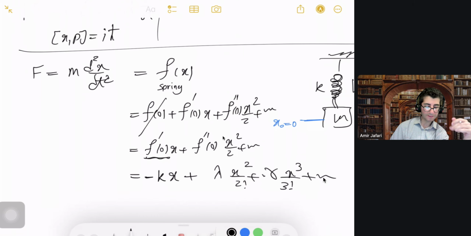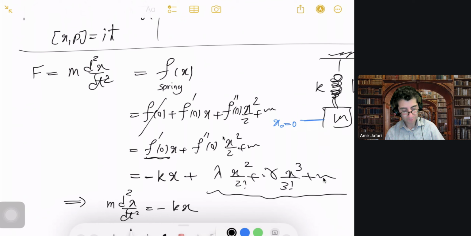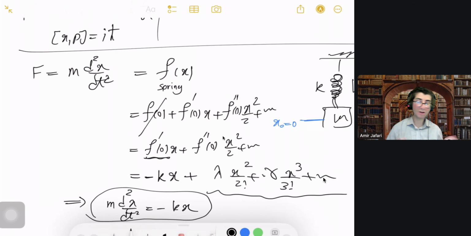But then you say, let's look at the simplest system. Let's look at a system where the displacement is not too large, so that these higher order terms are negligible because you have higher powers of x. So if x is very small, higher powers of x would be extra small. So from here, you get the equation for the simple harmonic oscillator.